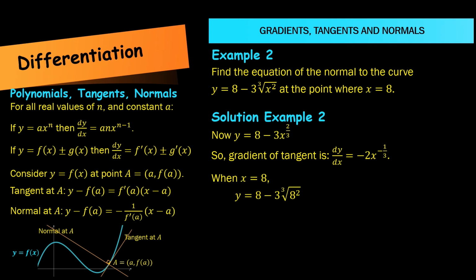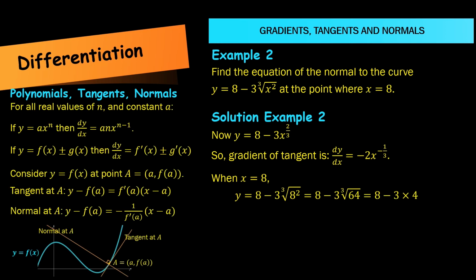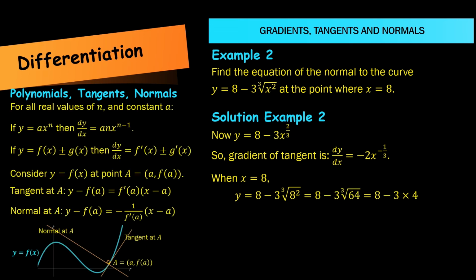So when x equals 8, we have y equals 8 minus 3 times the cube root of 8 squared. And tidying up gives us 8 minus 3 times 4, which equals minus 4.